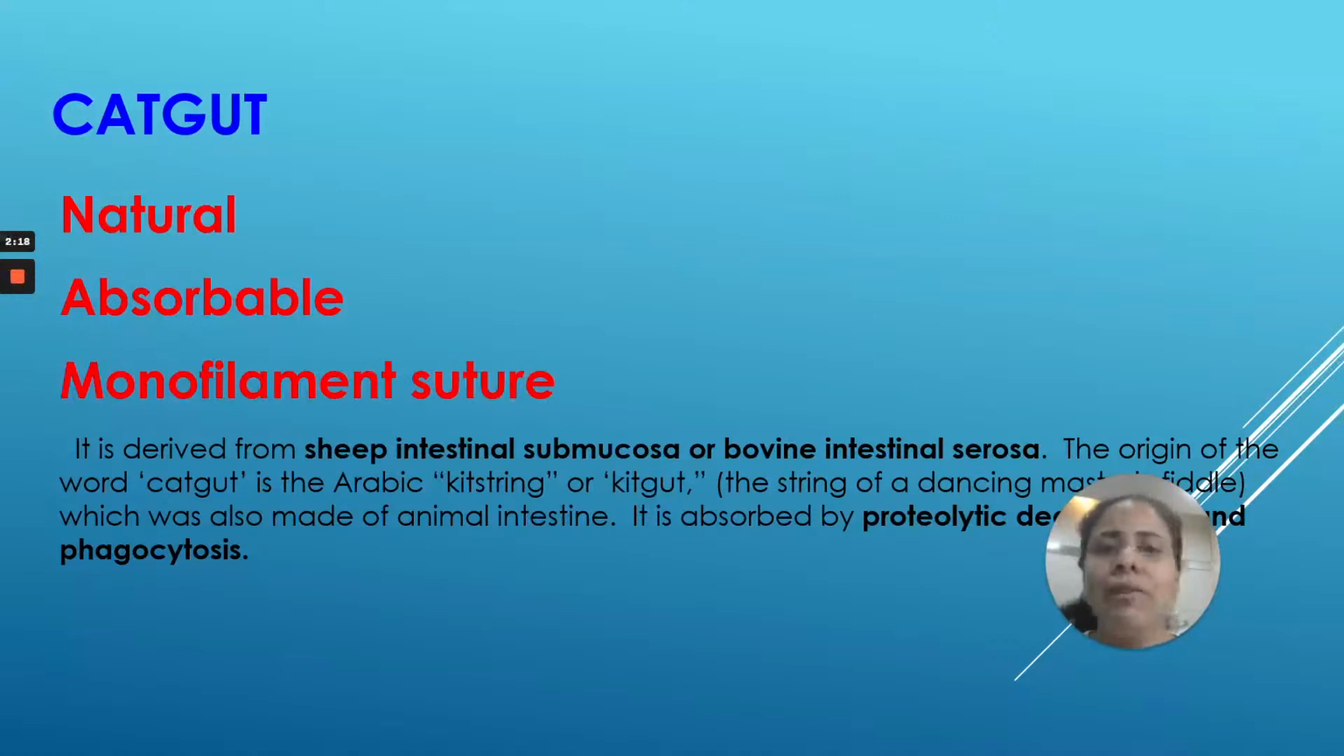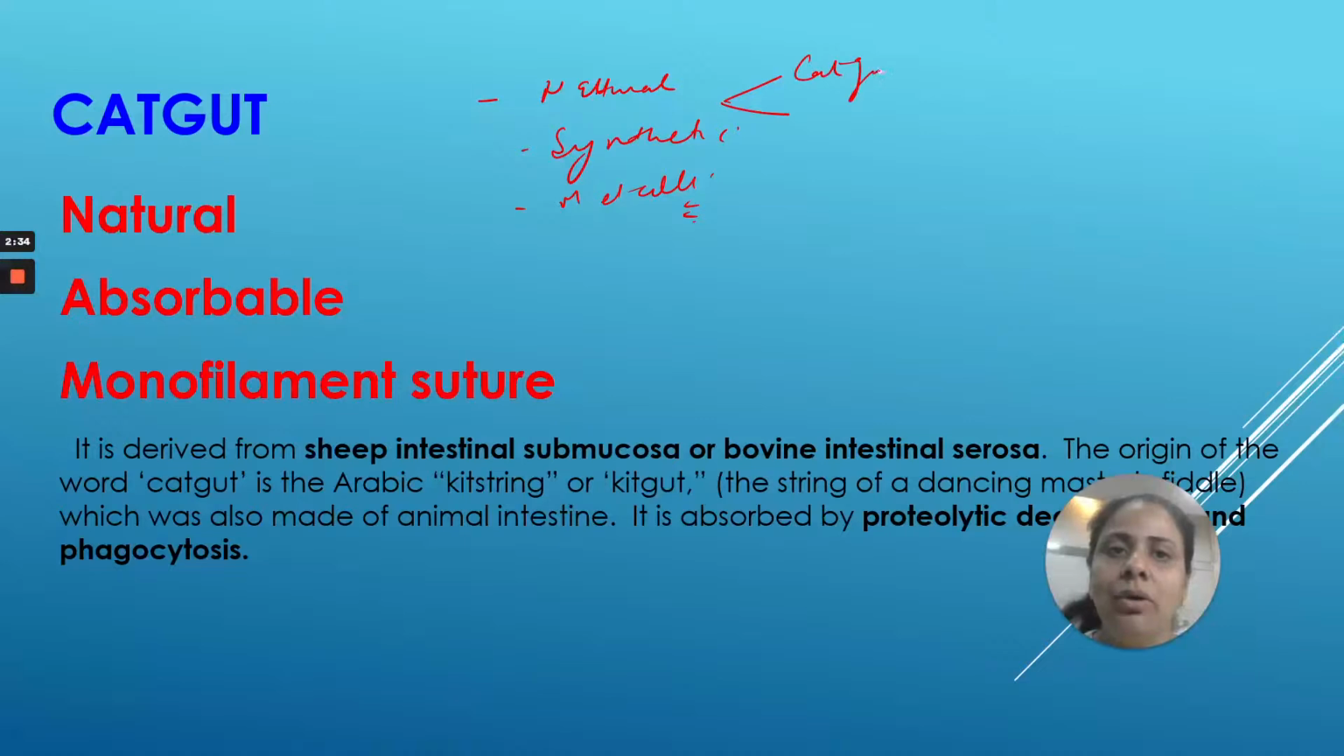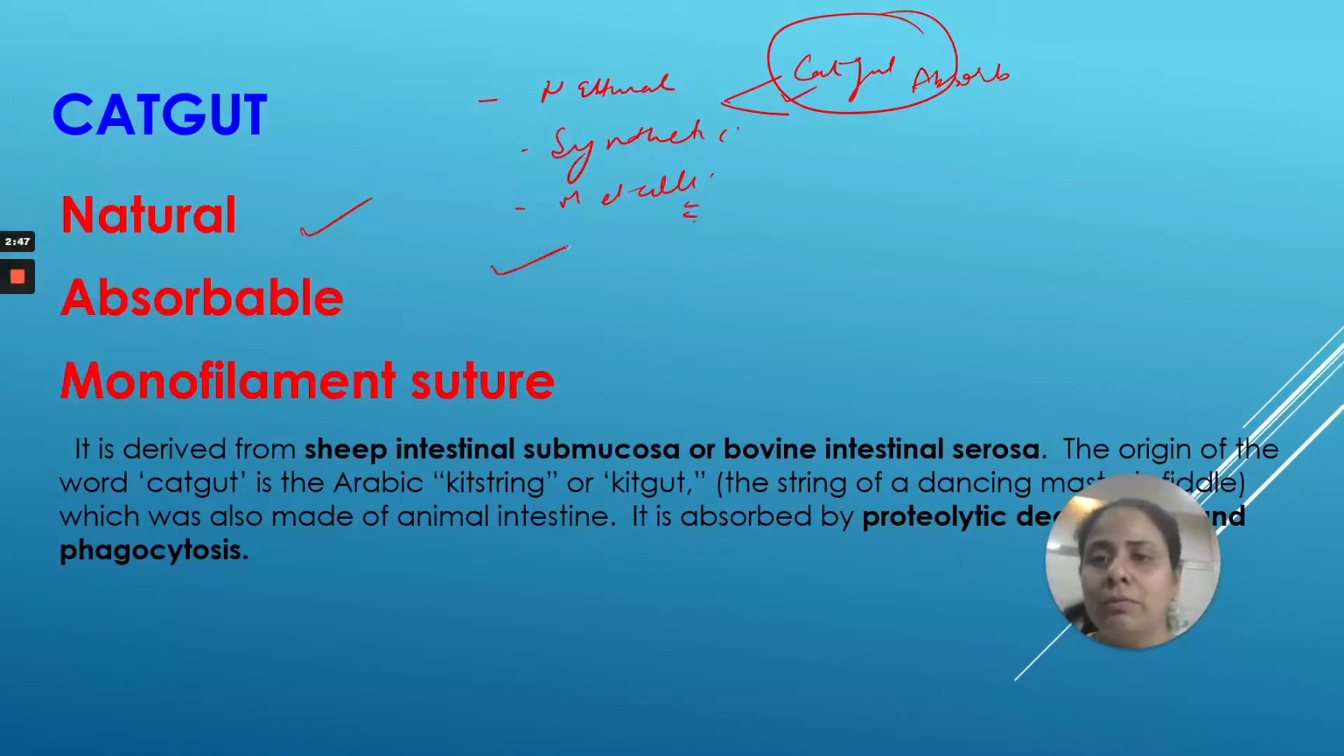First of all, when we discuss the classification, it was natural, synthetic, and metallic. In the natural category, we are talking about the catgut suture. It is a natural suture. Obviously, if it is natural, it is absorbable. There is no doubt about it. This cannot be non-absorbable because it is natural and a kind of protein. So it is an absorbable suture, and it is a monofilament suture.